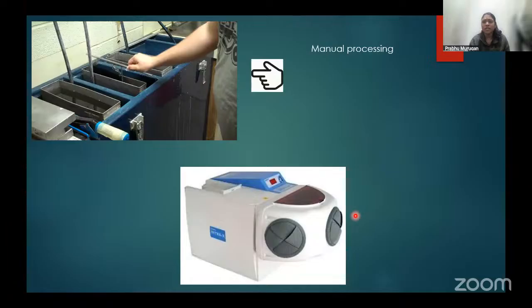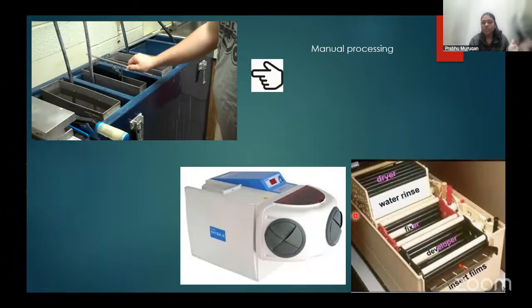So the first picture shows you the manual processing: developer, water, fixer. The second one is your automatic processing unit. Okay, so they'll have the developer, fixer, and the water. These black color holes are there, no? Through that only you'll be inserting your hands, and then you have to open the X-ray film only below this red color light.